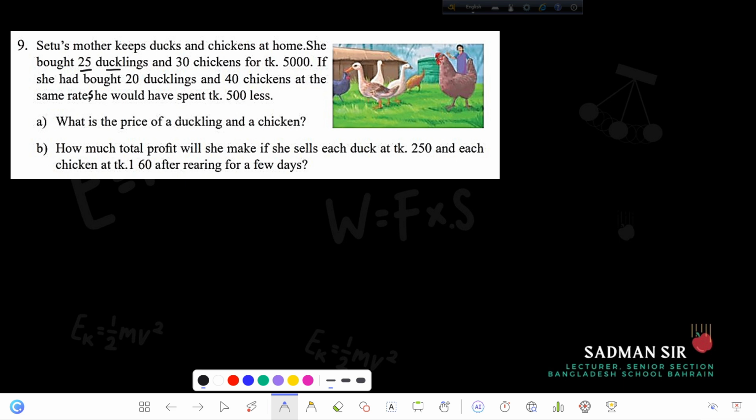Now, based on this given information, we have to find out the price of a duckling and a chicken, and how much total profit she will make if she sells each duck at taka 250 and each chicken at taka 160 after rearing for a few days. Good. So at first, let us focus on problem number A. What is the price of a duckling and a chicken? We don't know the price of a duckling and a chicken, so we will consider them to be X and Y.